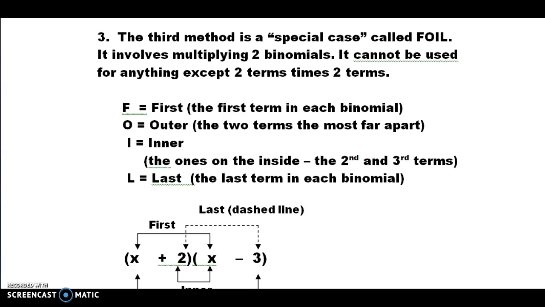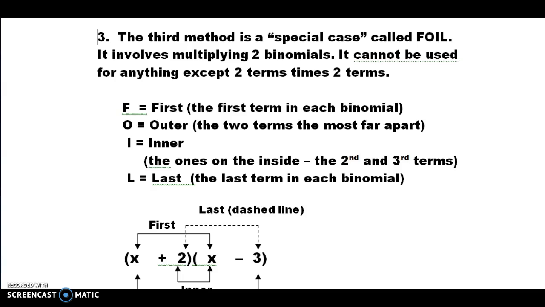This one is actually a special case called FOIL, F-O-I-L. It's an acronym. It involves one special case, which is multiplying two binomials. It cannot be used for anything else except when you have two terms times two terms. FOIL stands for first, outer, inner, and last.